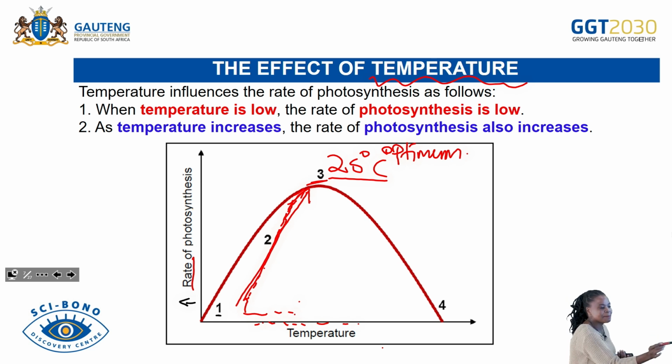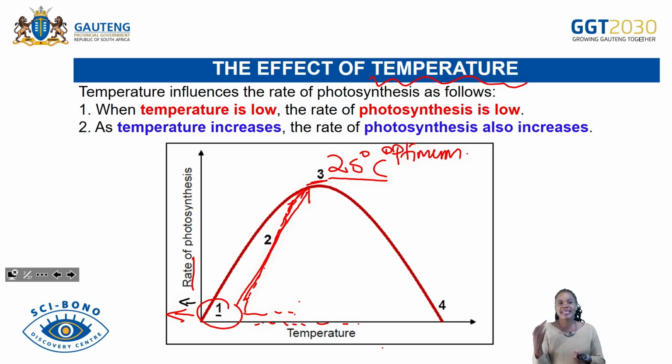But when the temperatures are low, what is happening with the rate of photosynthesis? The rate of photosynthesis is also low. But as the temperature increases, what is happening with the rate of photosynthesis? It is also increasing. It will increase up to its optimum amount. What is the optimum amount? I said it will be 25 degrees Celsius.